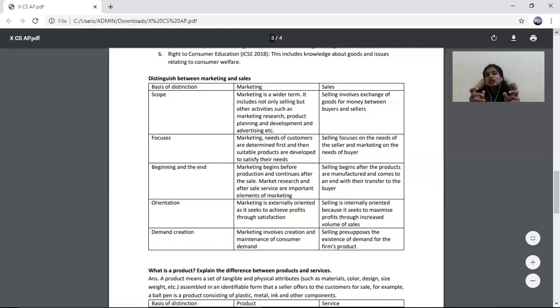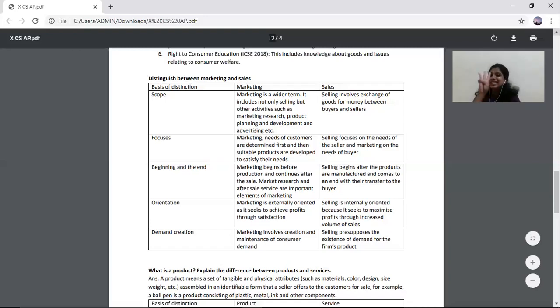Right? Now the distinguishing point for marketing, you cannot just write "wider term" and "sales narrow term." You have to write the complete sentence. You will say marketing is a wider term, sales is a narrow term. So you convert it into a sentence even if there is one word given in your textbook, right? Since again it is for 5 marks, you will write 5 distinguishing points and 5 bases of distinction.